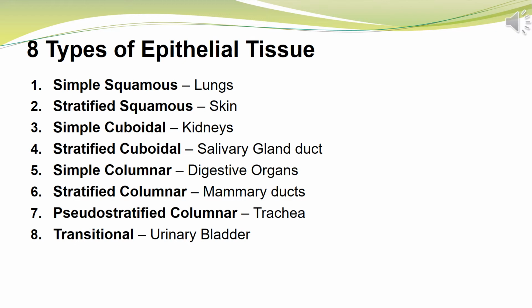Stratified cuboidal cells make up the lining of the salivary duct. Simple columnar epithelium is the epithelium in the digestive organs. We have stratified columnar epithelium in the mammary ducts. There is pseudostratified columnar epithelium in the trachea, and like I said, transitional epithelium makes up the urinary bladder.